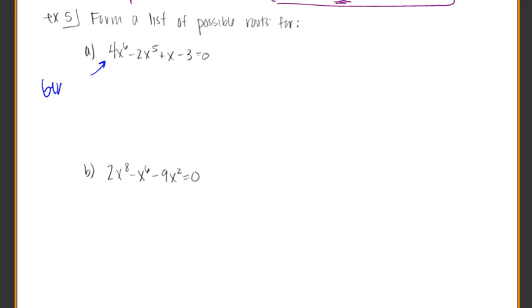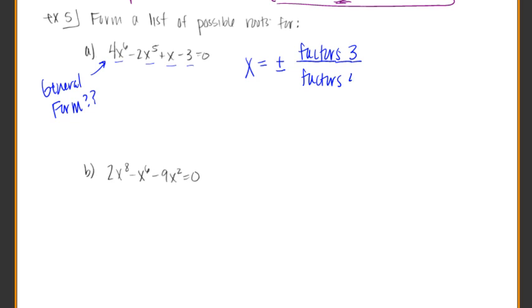If it's in general form, which it is, because I know it goes in descending order, a 6, a 5, a 1, and then your constant. Okay, so all the possible roots, so x could equal plus or minus the factors of the constant, which we're just going to go with 3, don't worry about the sign, over the factors of that leading coefficient, which is 4. So x is going to be plus or minus the factors of 3. Well, the only things you can multiply to get 3 are 1 and 3. The factors of 4 are 1, 2, and 4.